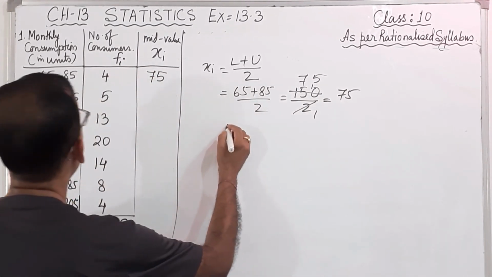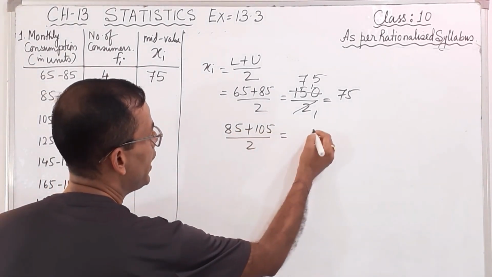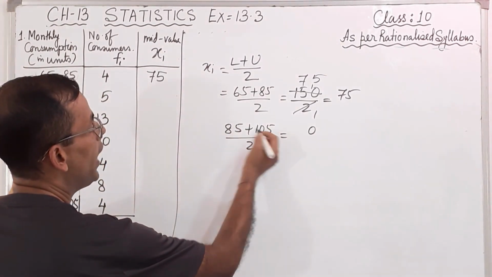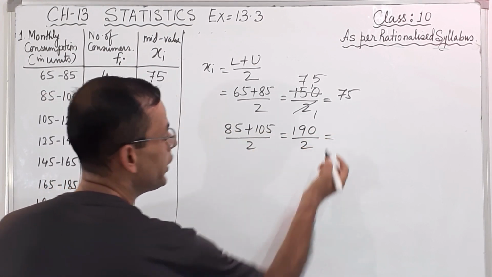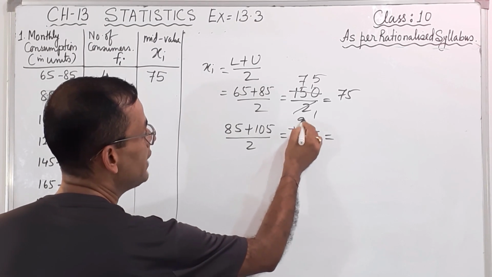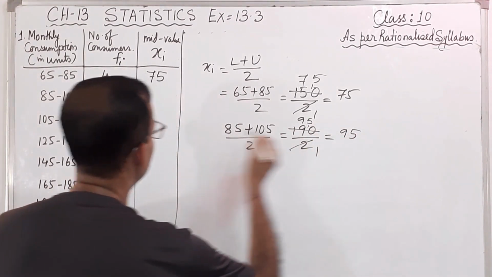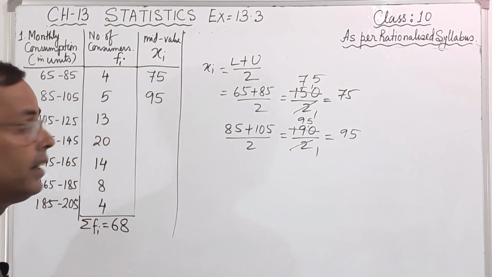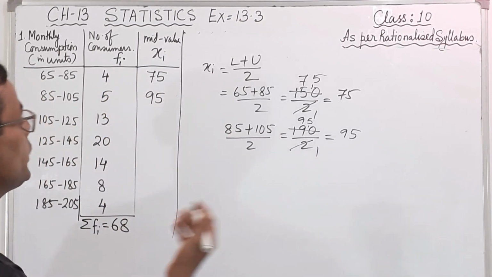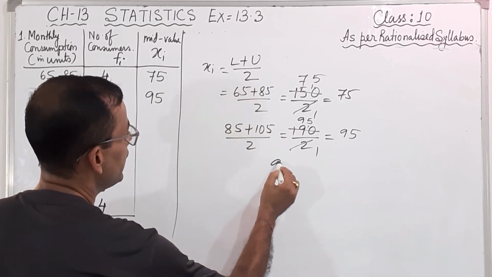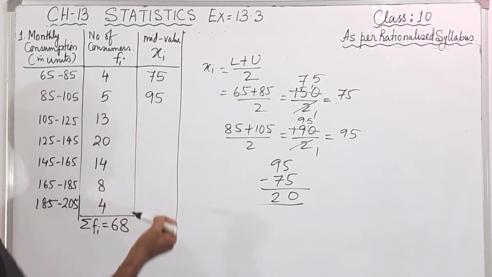Then the next one is again 85 plus 105 by 2. So 5 plus 5, 10, 1 carry. So 1, and here is 8, so 9. Again here 1 is there, 190 by 2. It comes to 95. So this is 95. Clear? 75, 95. Now you can see how much it is increasing: 20, 20. Because 95 and the previous one was 75. So we will go on adding 20, 20.